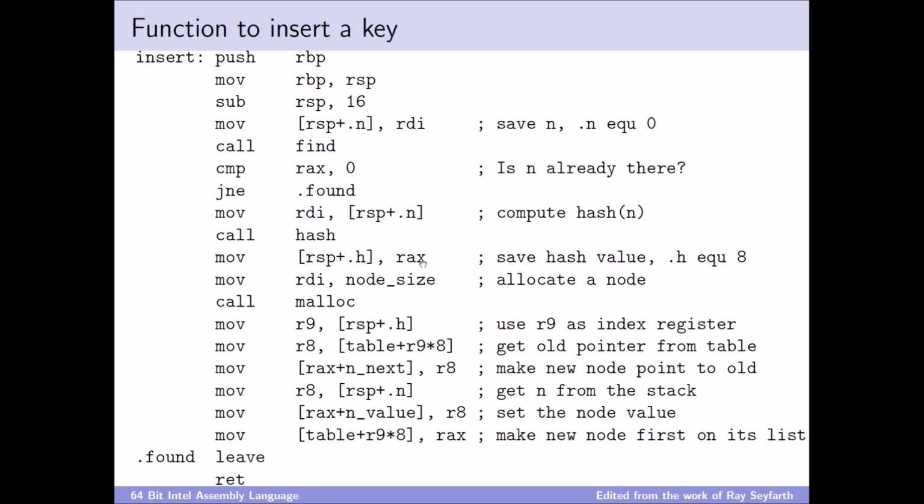We're then going to save the hashed value, or our index in essence, from RAX back onto the stack. Now we're saving it onto the stack because we plan on calling an extra function, and we want to make sure that that hash value is also preserved.